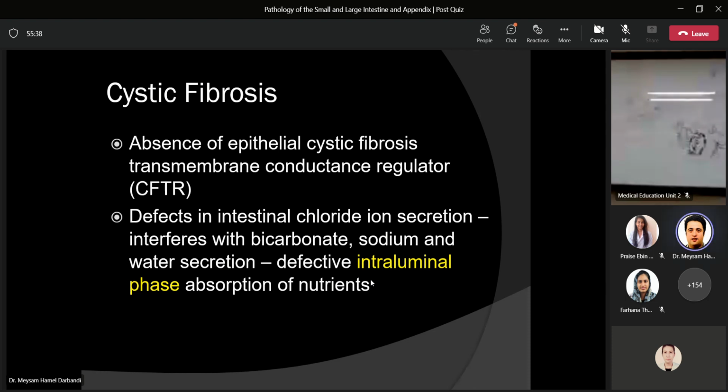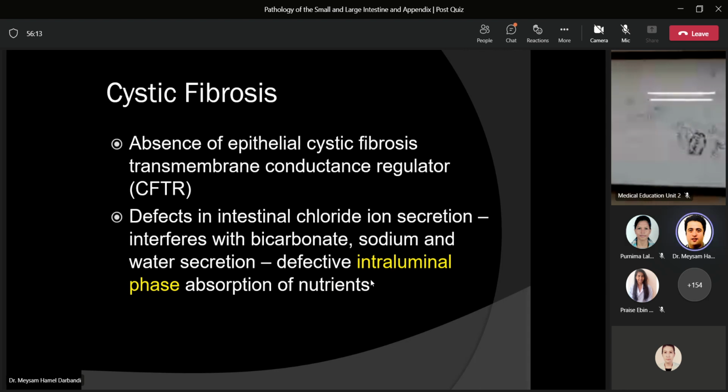What's the problem in cystic fibrosis? It affects the cells that produce mucus and digestive juices. Actually, the answer is here: absence of epithelial cystic fibrosis transmembrane conductance regulator. Okay, which chromosome do you think this disease is related to? Chromosome number 7, right?